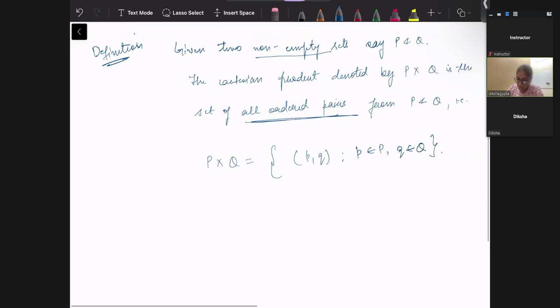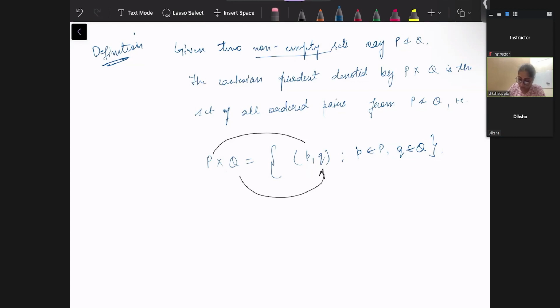All right. So what we have done is taken two arbitrary sets P and Q. We are saying that P cross Q is another set which has ordered pairs. Be very careful that P cross Q might be different from Q cross P. We're not saying that P cross Q is equal to Q cross P. No. P cross Q has the first element coming from the first set and the second element coming from the second set, right?